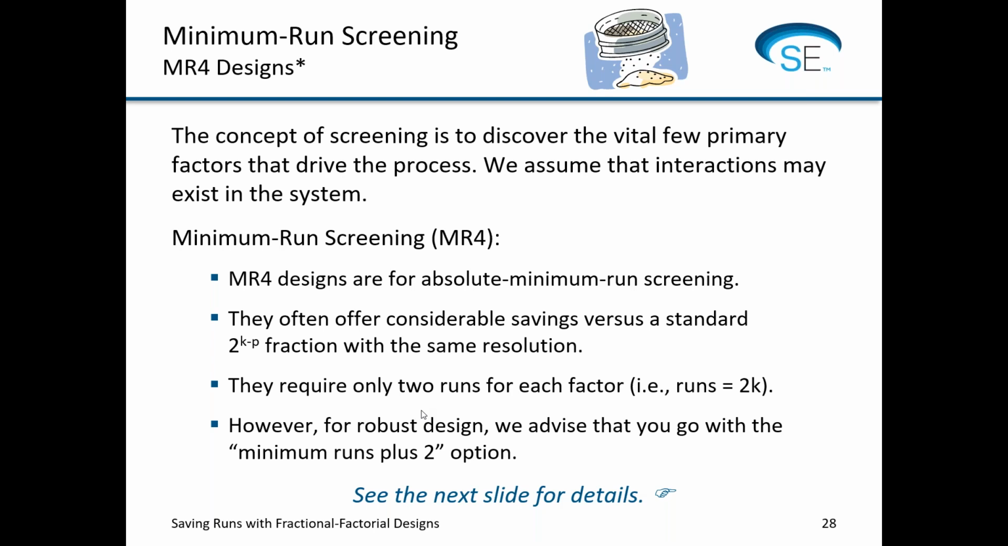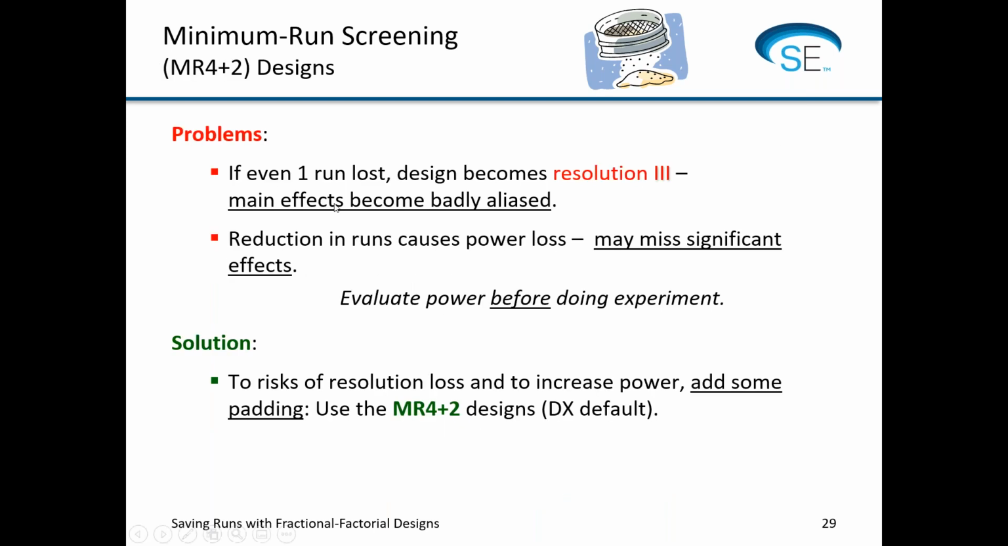However, the problem with absolute minimum run is that if you lose 1 run, even 1 run, then you lose the entire design. That design will become resolution 3, and the main effects become really badly aliased. Besides the fact that you could lose power also.